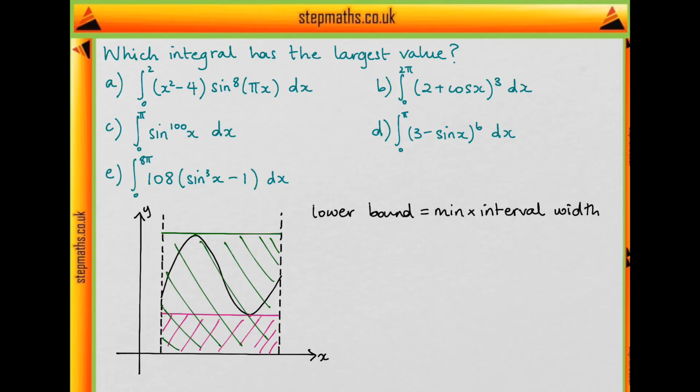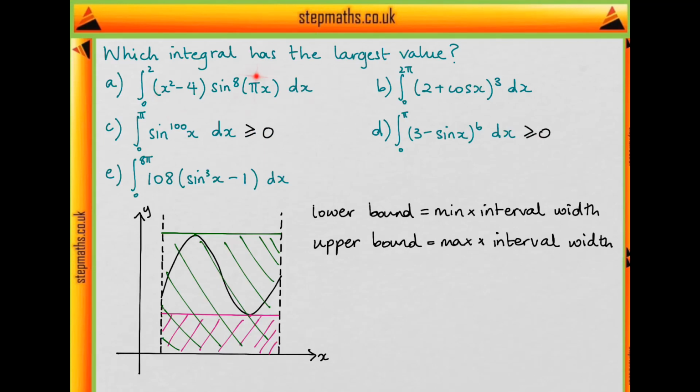So we have that a lower bound on the integral is just the minimum value multiplied by the width of the interval, and an upper bound is just the maximum value multiplied by the width of the interval that we're integrating over. Okay, so first of all, sine to the power of 100x and also 3 minus sine x to the power of 6, because they've both been raised to even powers, they're never going to be negative, and therefore the integrals are always going to be greater than or equal to 0.